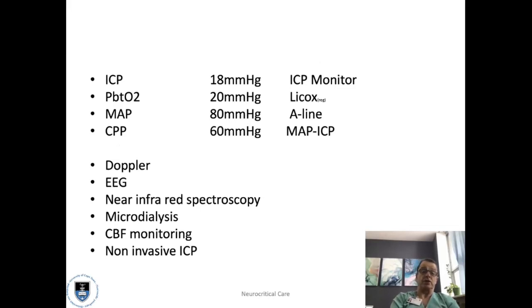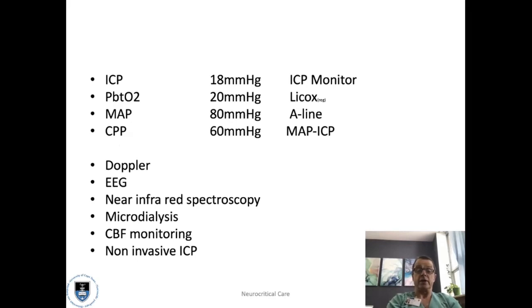Partial tissue oxygen pressure is normally 16 to 20 millimeters of mercury, and that is measured by a Licox monitor, which is the trade name. That is normally inserted with the intracranial pressure monitor through a single bolt system into the brain. The Licox monitor has to be inserted into the white matter to get a reading that we can utilize.